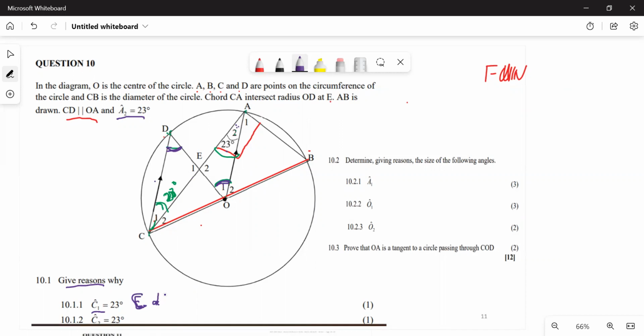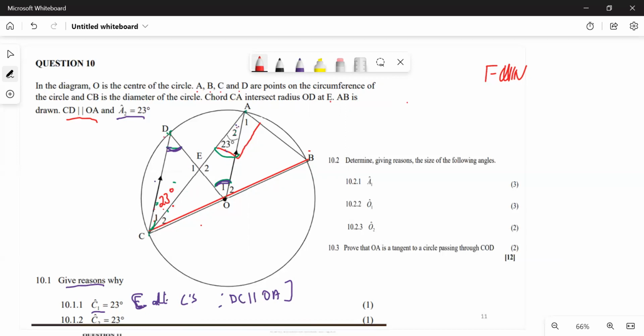It's because we have alternating angles again. These angles are alternating, because alternating angles are equal when we have DC parallel to OE. Okay, this one is 23. So now we just give them reasons. Why do we think this is 23? This one is 23 because we already said this one and this one are alternating angles, equal because of the parallel line.